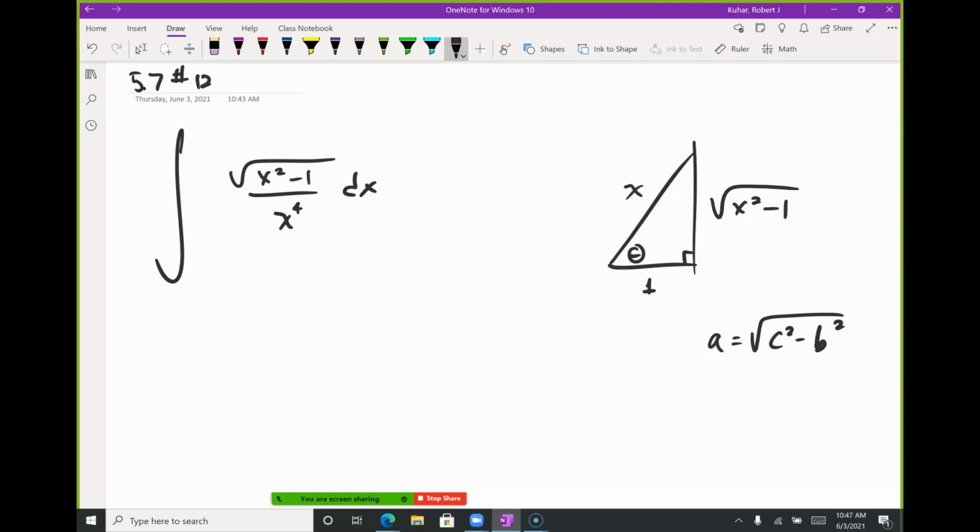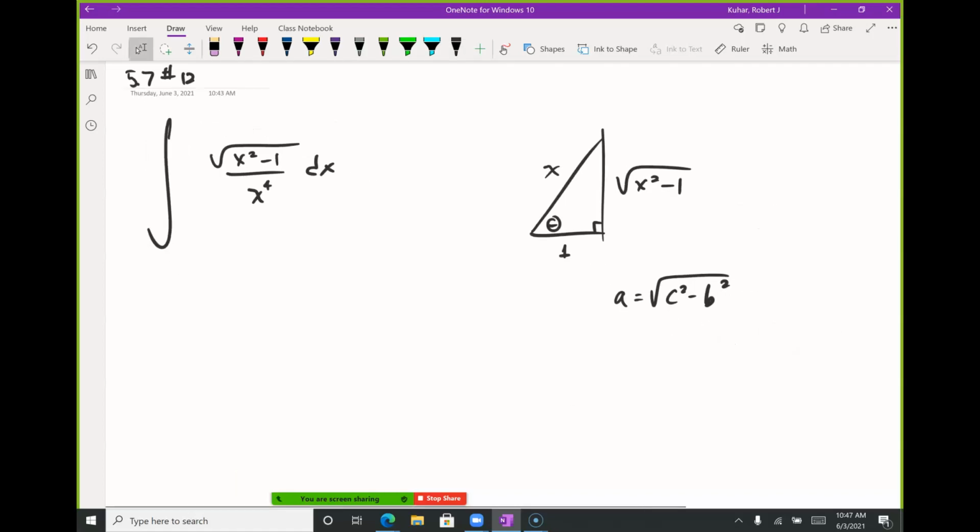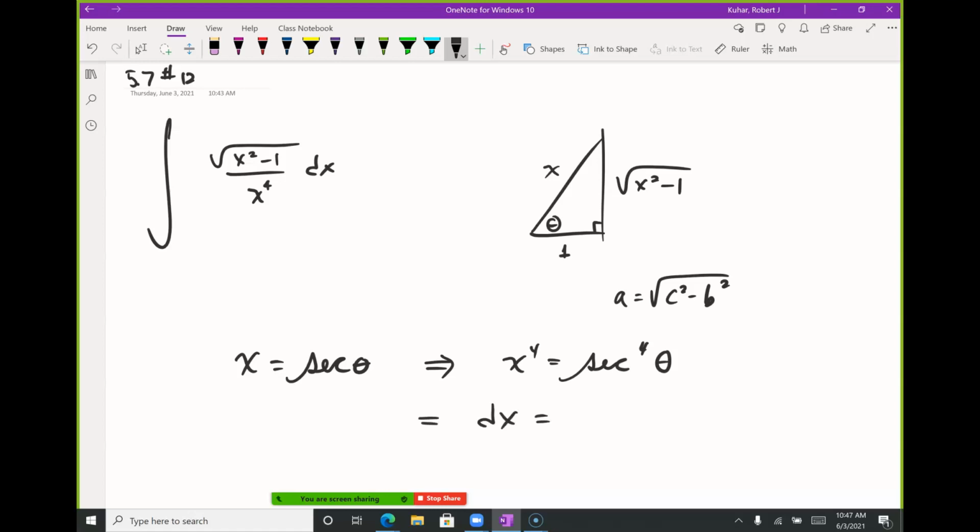But my real choice is to try and get the hypotenuse to be x or the height to be x. A little counterintuitive, right? Because you would think the x would be the adjacent side always, because that's the x-axis. Okay, so I need an x. What is my x? Secant of theta, which means I know x to the fourth is secant to the fourth. And I also know dx. That is secant theta tan theta d theta.